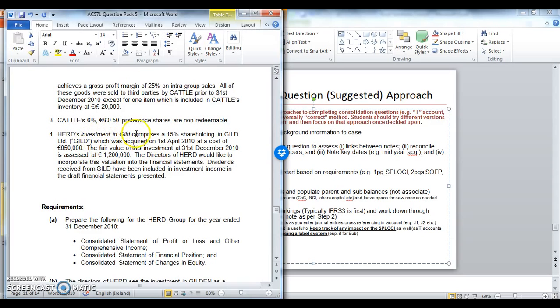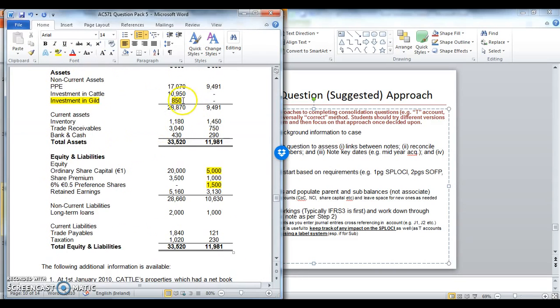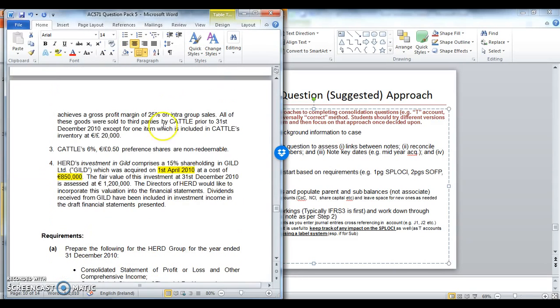Finally, Herd's investment in Guild comprised of a 15% shareholding in Guild, which was acquired on the 1st of April during the year, at a cost of $850. And again, just make sure you can reconcile. Does that make sense? And it does. That $850, well, that's investment.